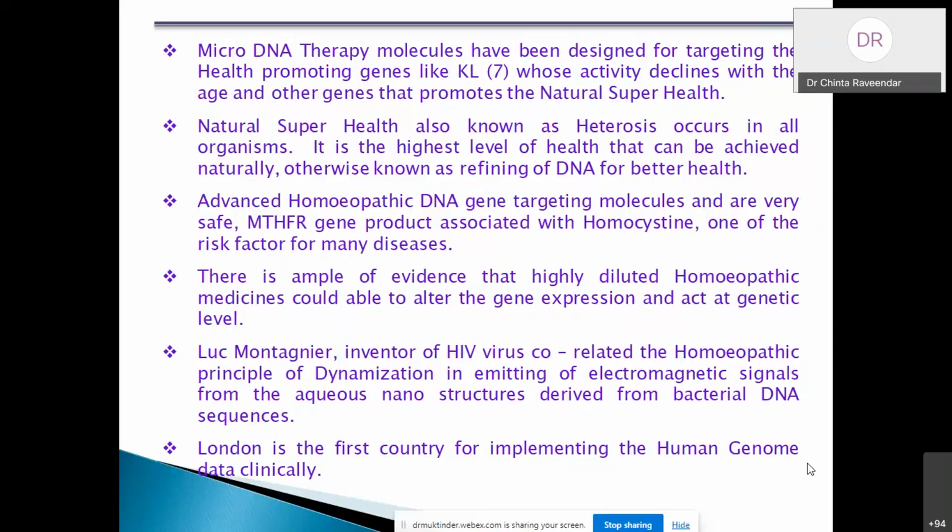So there is ample evidence that highly diluted homeopathic medicine should be able to alter gene expression and act at the genetic level. And to say something about Luc Montagnier, everybody knows, the discoverer of the HIV virus, he correlated the homeopathic principle of dynamization with the emitting of electromagnetic signals from aqueous nanostructures derived from bacterial DNA sequences. So, in this background, London is the first country to implement human genome data clinically. Hope this will be done by many other countries.